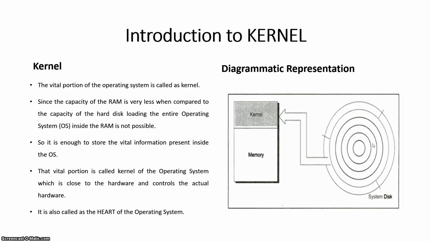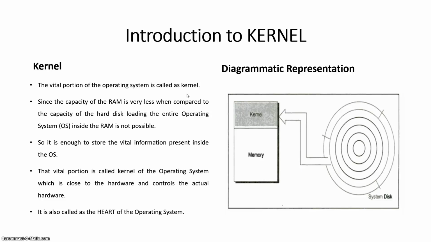Normally we are aware that if you compare the capacity of your RAM and your hard disk, your hard disk capacity will be more and your RAM capacity will be less. So we will not be able to store the entire operating system present inside your hard disk in your main memory. So whatever we want to execute, first we have to place the operating system, that is the important information, the kernel, from your hard disk to your main memory. This vital portion of the operating system is called the kernel.